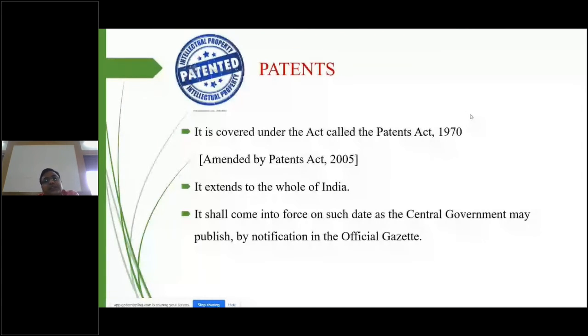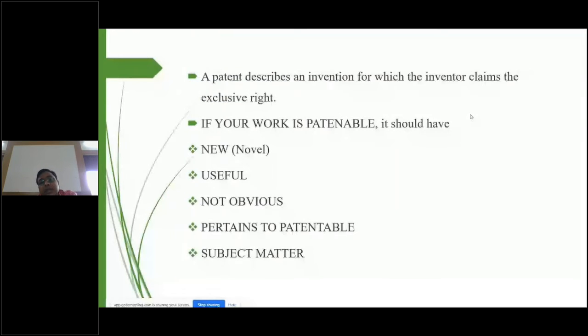A patent describes an invention for which the inventors claim the exclusive right. If your work is patentable, what characteristics should it bear? It should be novel. It should be useful. It should not be obvious. It should be unique, pertain to patentable matter, and should be a subject matter for the patentable.